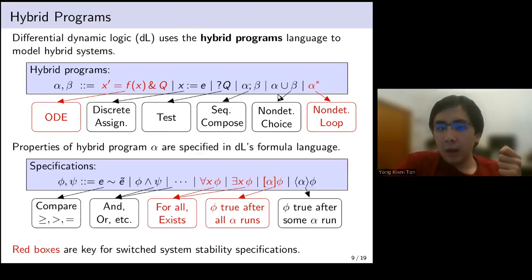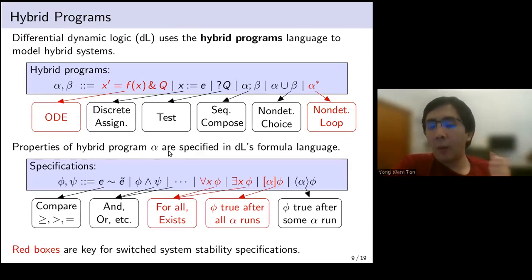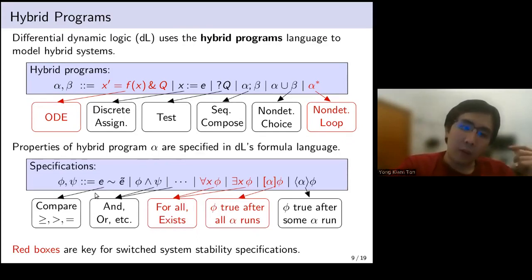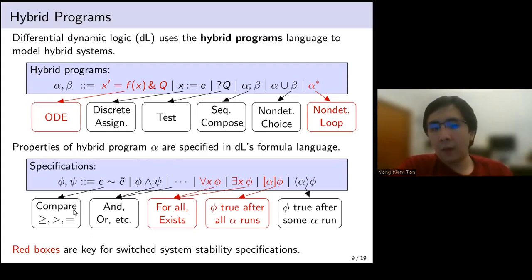Okay. Given a hybrid program model alpha, we can also write down properties that we expect to be true of that program alpha, and later on we can prove these properties. So for example, we can write down, is it the case that a certain variable is greater than or equal to 0? Is it the case that formula phi and a formula psi are both true? We can express, for example, is it the case that for all values of a variable x, the condition phi is true, or for some value of variable x, phi is true.